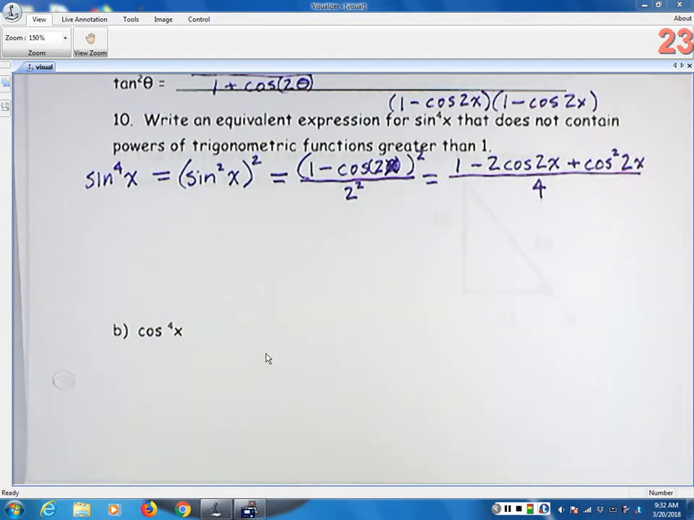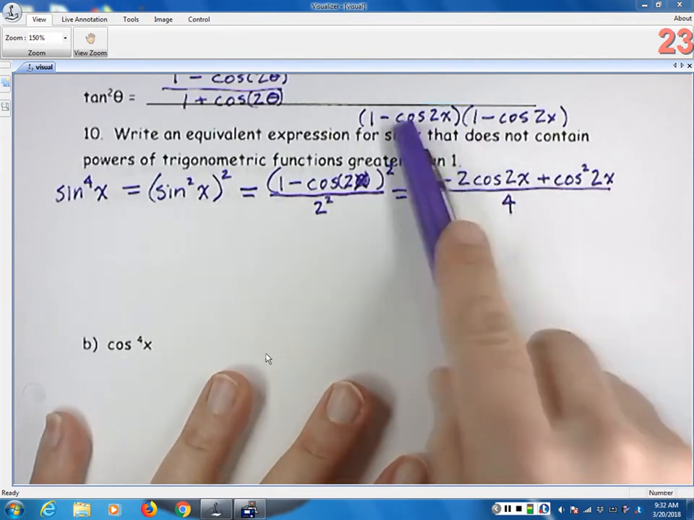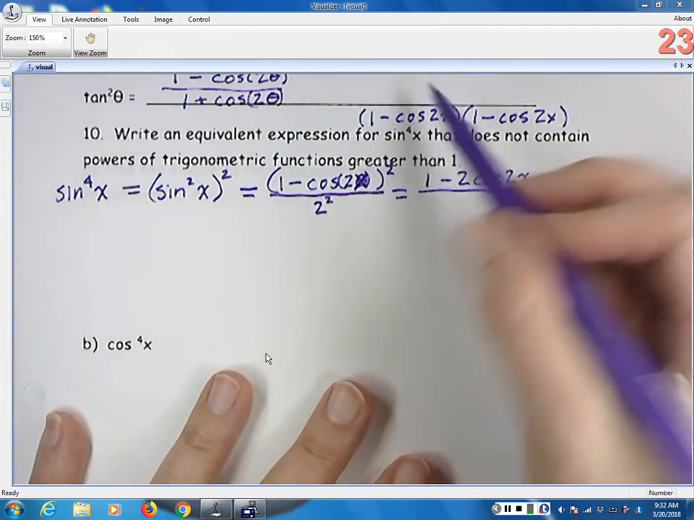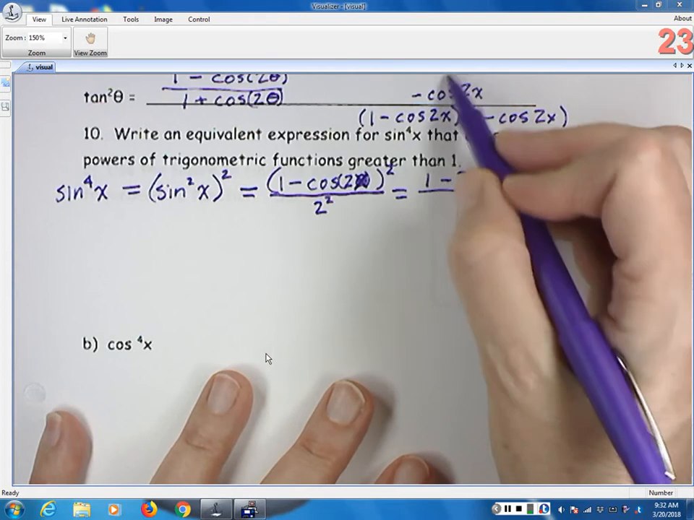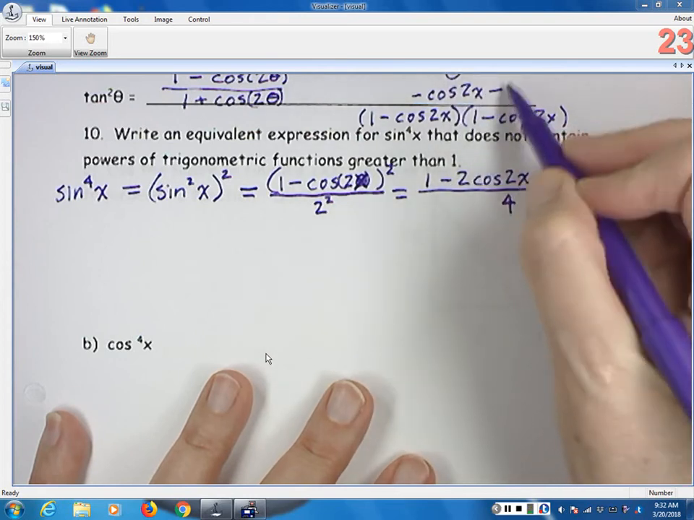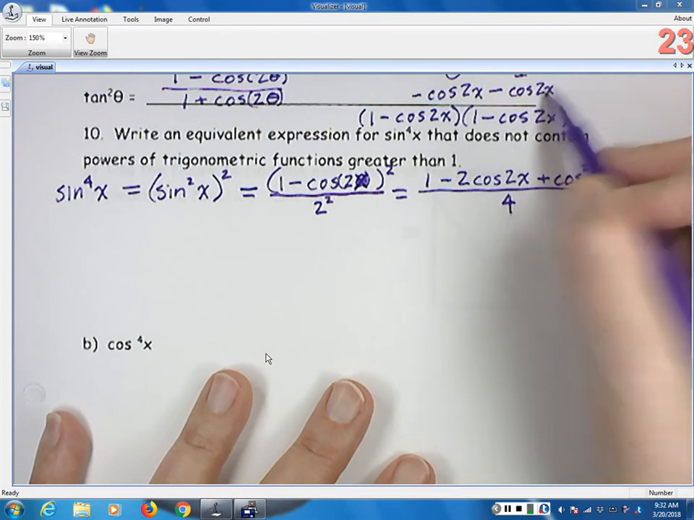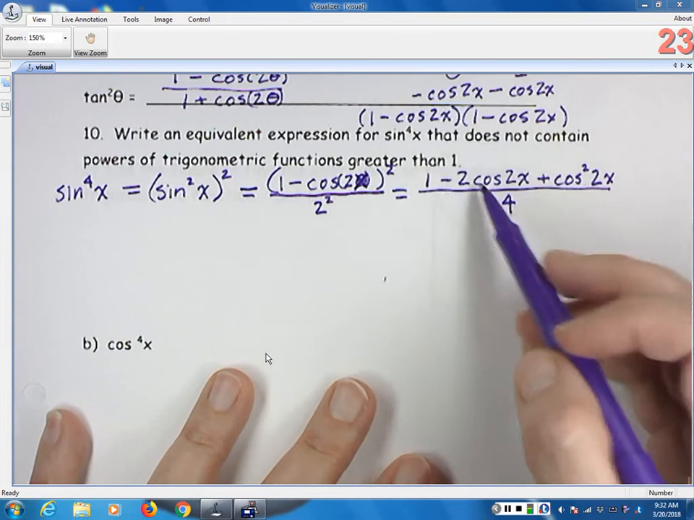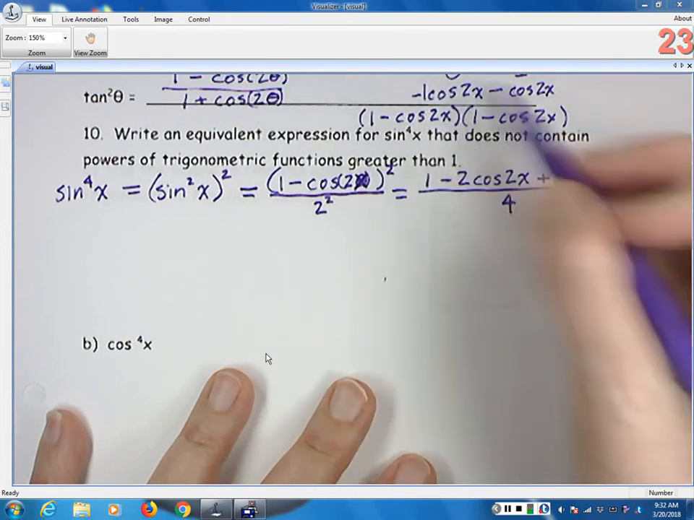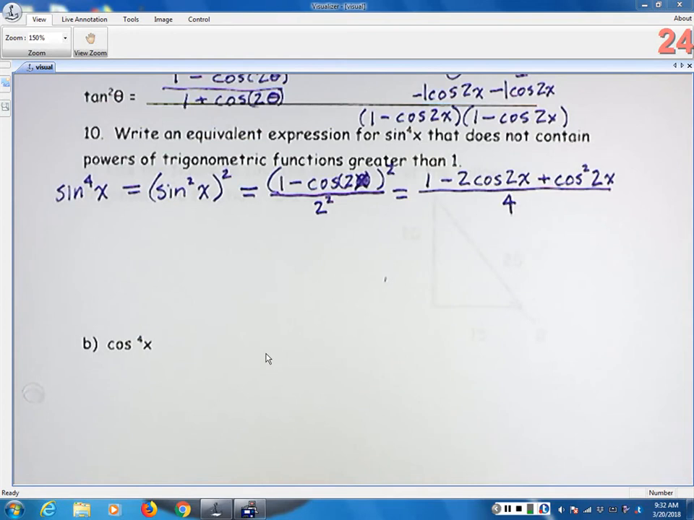Did I lose you when I skipped that one step? We were doing the outer and inner terms, which are minus cosine 2x minus the inner term cosine 2x. I got the first and the last terms here, and the outer and the inner combined. There's an understood 1, so minus 2 cosine 2x. Outer and inner.